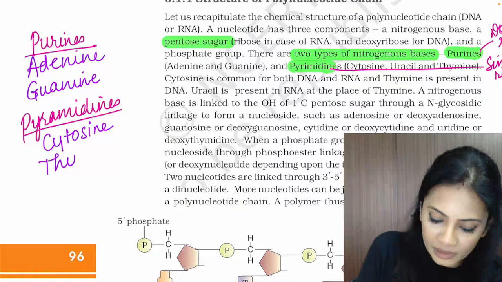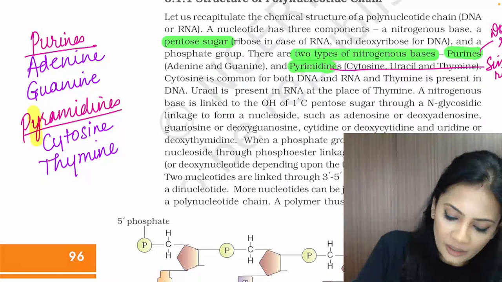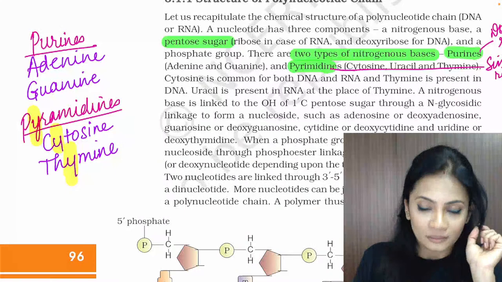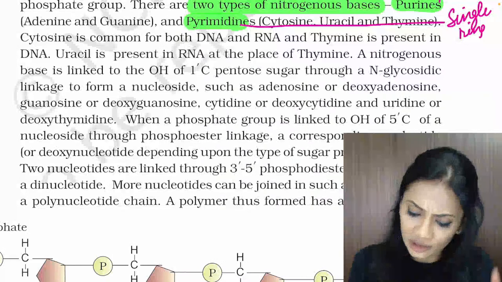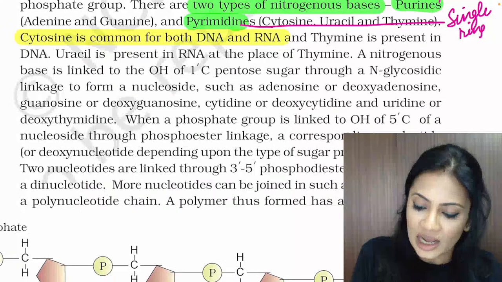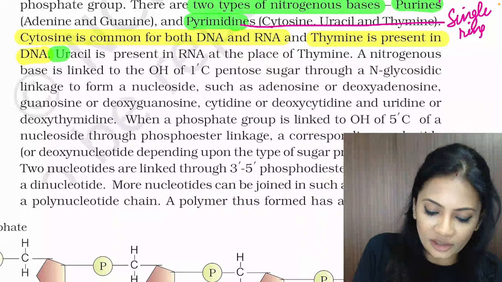So how will you remember this, kids? Look here, they all three have Y. So the nitrogenous bases which have Y in them are pyrimidines. The remaining two are purines. Nobody will forget that now. So, we have here cytosine, which is common for both DNA and RNA. Thymine is present only in DNA. Instead, in RNA, instead of thymine, uracil is present.